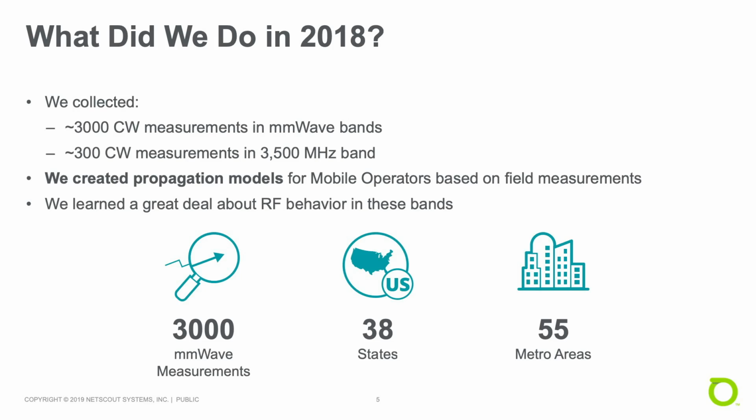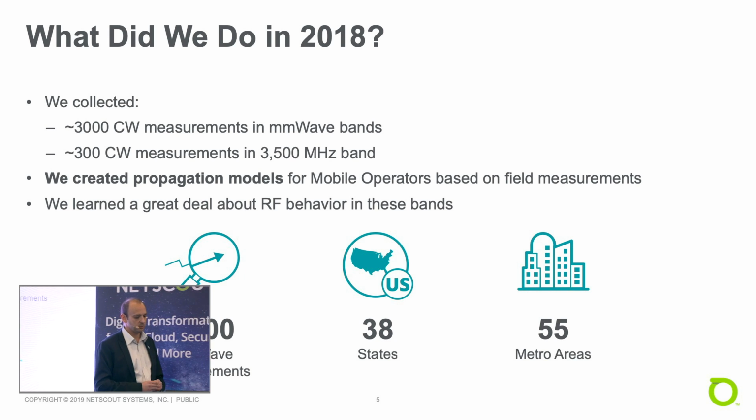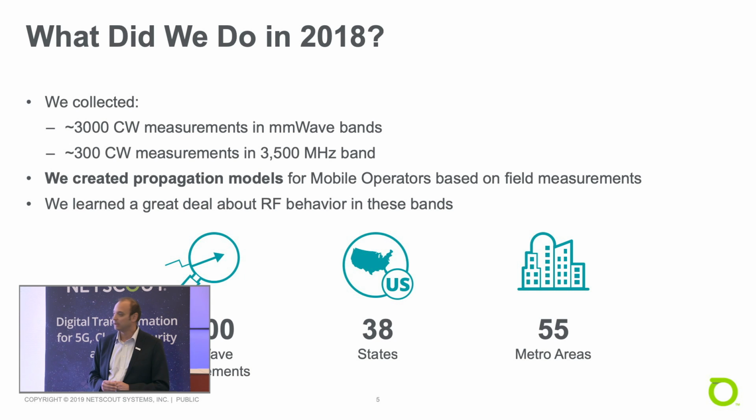So what did we do in 2018, and what are we going to talk about in terms of lessons learned? We have collected about 3,000 continuous wave measurements in millimeter wave bands, particularly in 28 gigahertz and 39 gigahertz. In addition to that, we've collected about 300 CW measurements in 3.5 gigahertz. In the US, that is called the CBRS band.